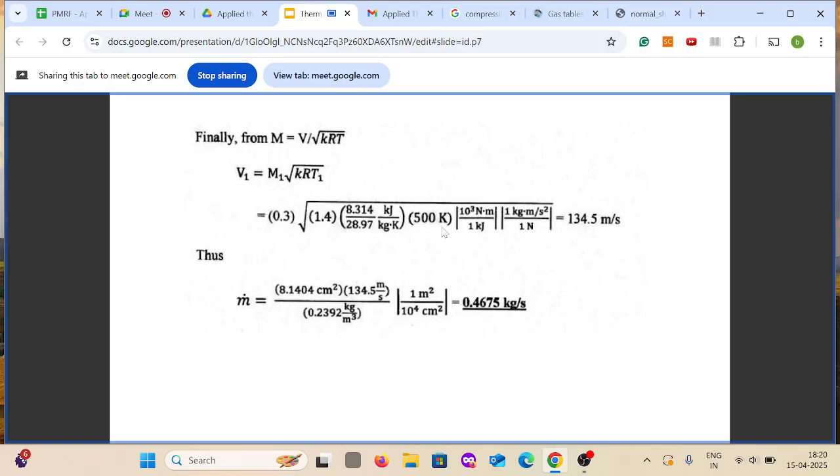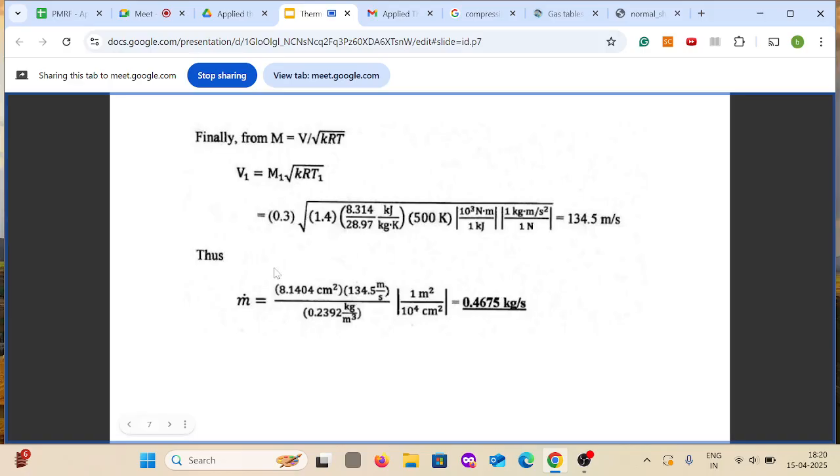So finally, Mach number is V by your speed of sound, which is the root of gamma R T. So we can find out the velocity. Velocity here is Mach number into root of gamma R T. So Mach is 0.3, gamma is 1.4, and R is 8.314 divided by 28.97, into 500. So this gives you velocity as 134.5 meters per second.